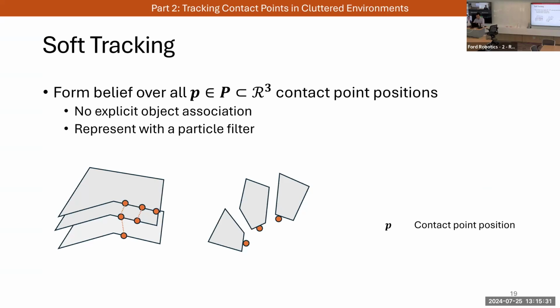We call our approach soft tracking because we do not explicitly keep track of and propagate contact to object associations. As depicted here, we don't know if three separate contacts were made with one object or three separate ones. Instead, we maintain a belief over just the positions of the contact points that we represent with a particle filter, where each particle is the position of all contact points. Next, we'll show how this belief is updated.